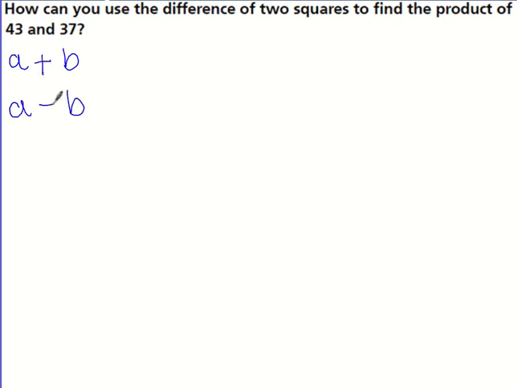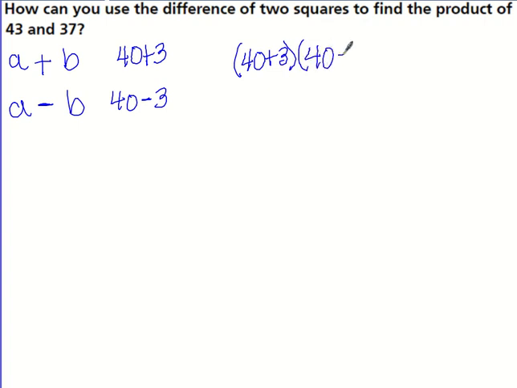What we're going to do is do the difference one like this. So let's think about that. What can I break up 43 to and 37 to so that a is the same and b is the same? Well, hopefully you said 40 plus 3 and 40 minus 3 get me the same a and b. So now we can use our special case to find the product of these without doing something crazy.